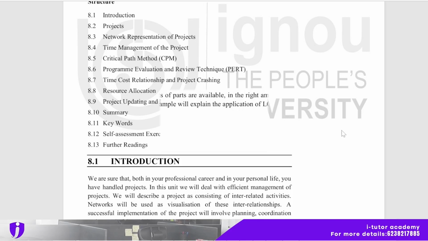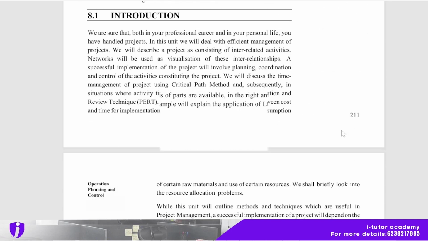And 8.6 is program evaluation and review technique, that is PERT. And time cost relationship and project crashing, resource allocation, project updating and monitoring, summary of this unit and keyword section, self-assessment exercise also here in this unit. Okay, so let's begin with the introduction part of this unit.